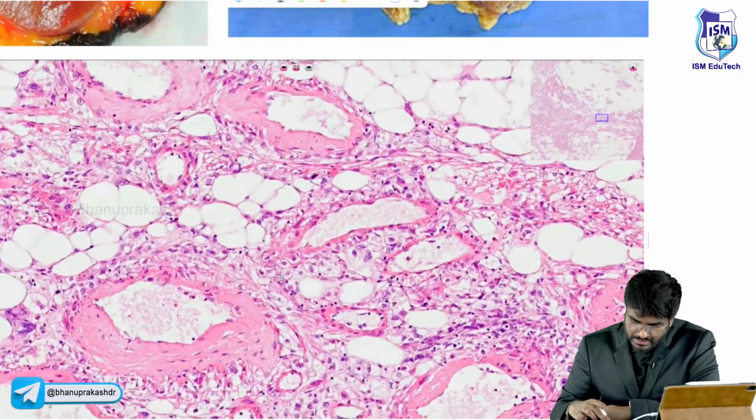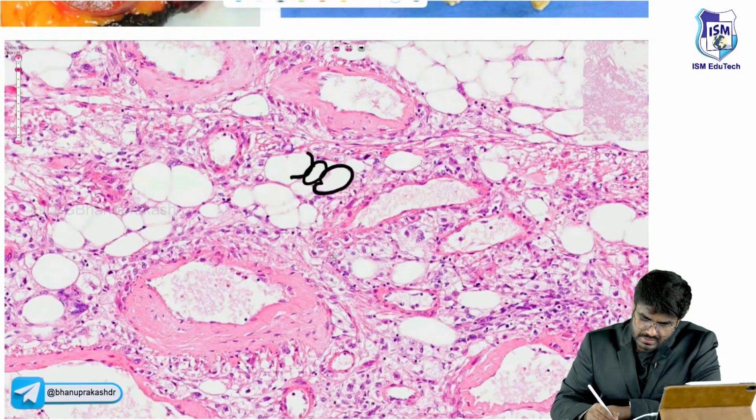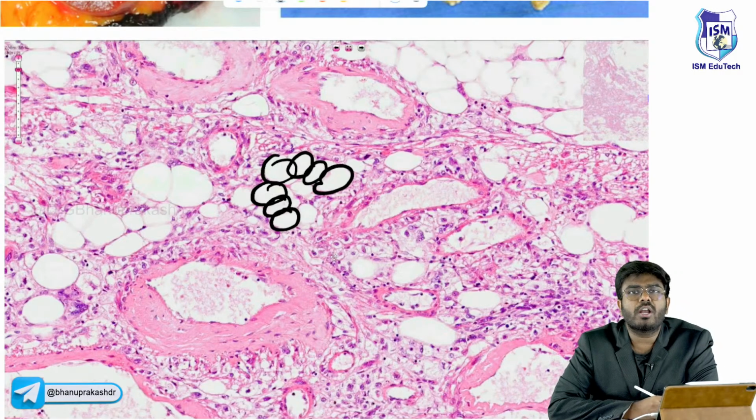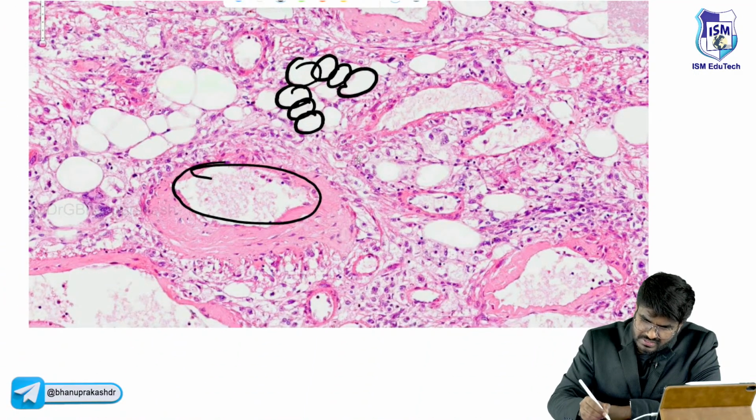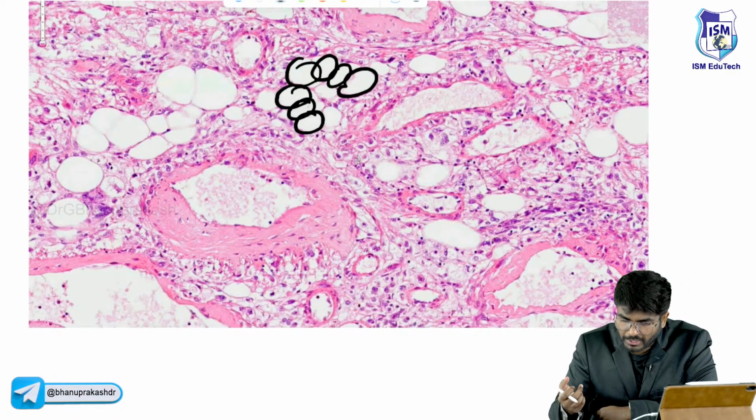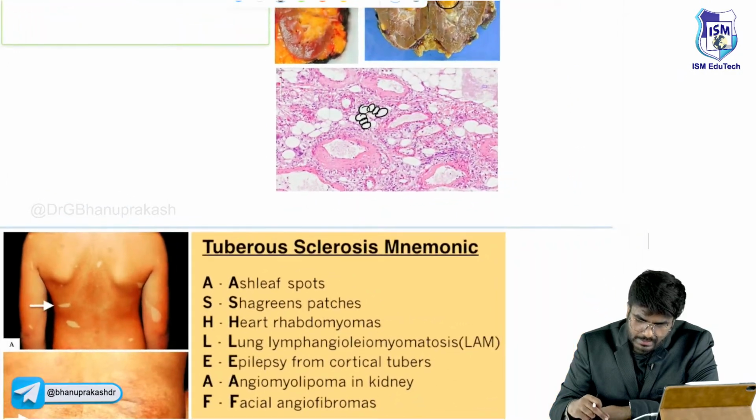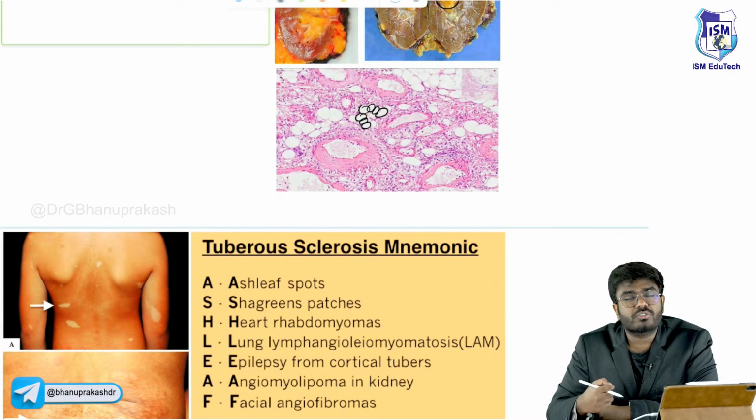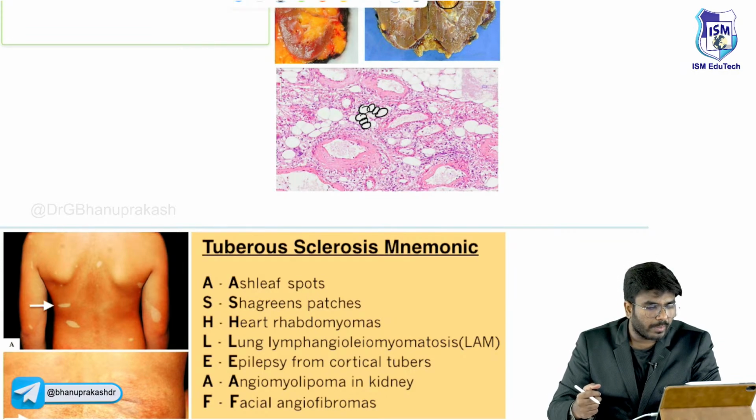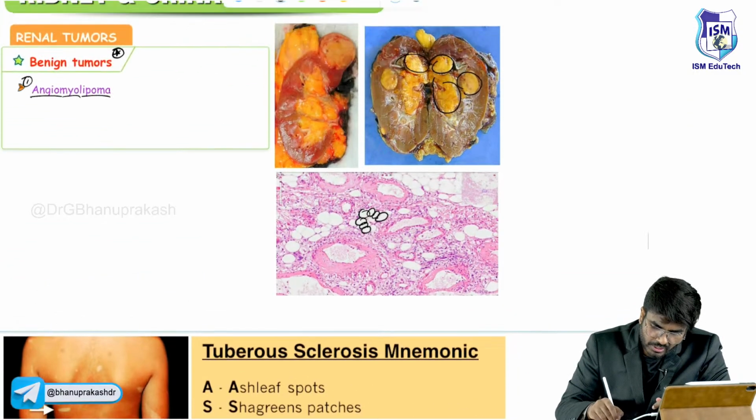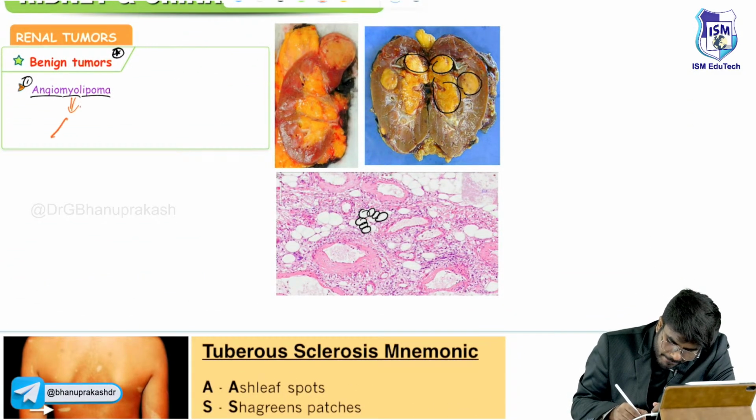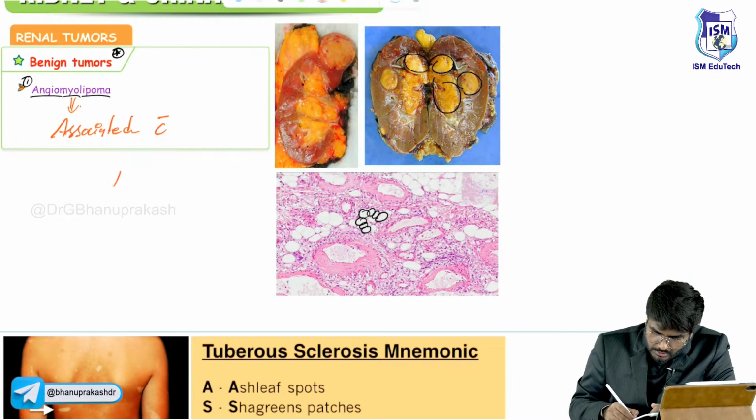Under microscopy you can see a lot of white spaces. What are these white spaces? These white spaces are nothing but the fats. And these are the blood vessels, the angio part. Muscle tissue is going to be seen, as well as the adipose tissue. Angiomyolipoma. Now, an important point is, who will have this angiomyolipoma? It is associated with tuberous sclerosis.